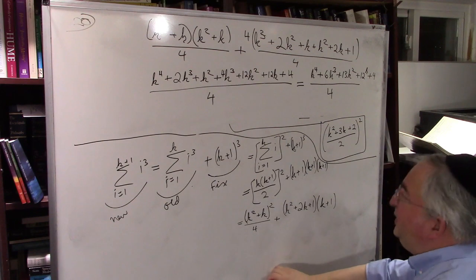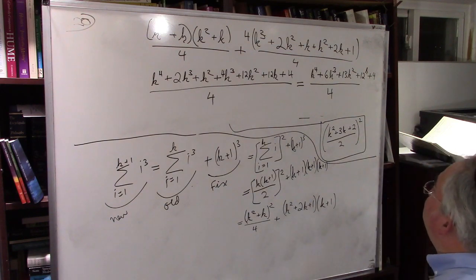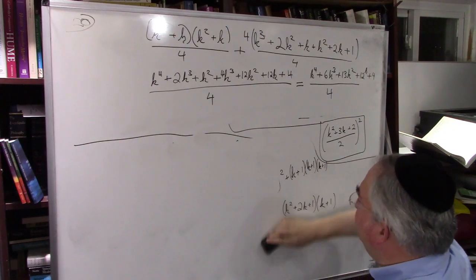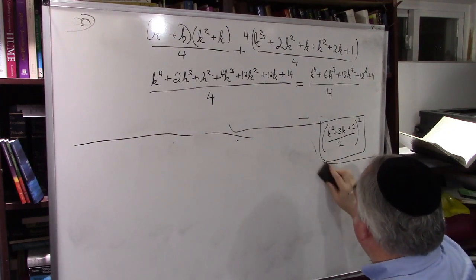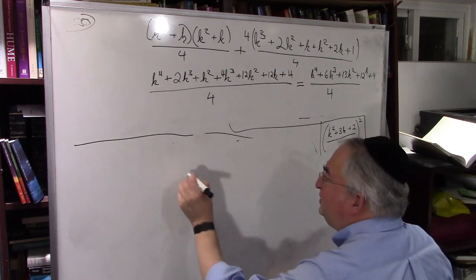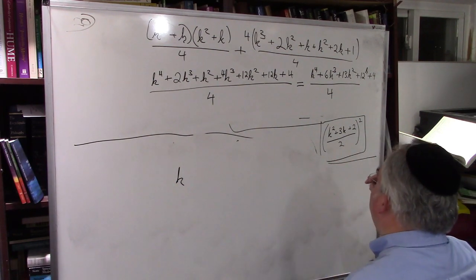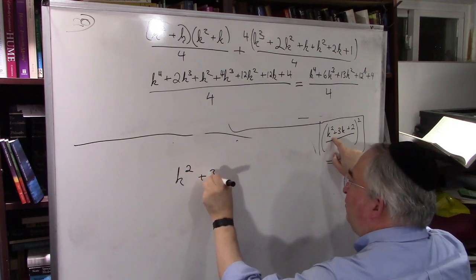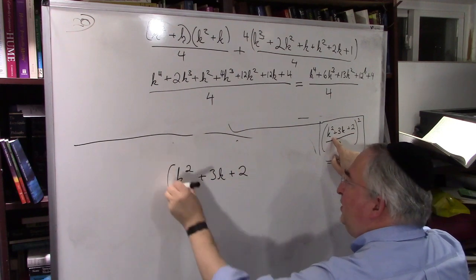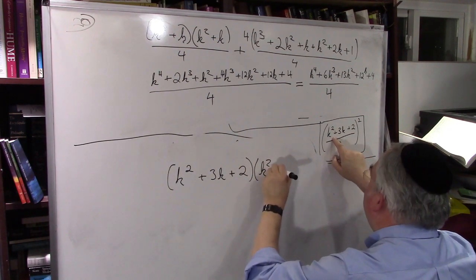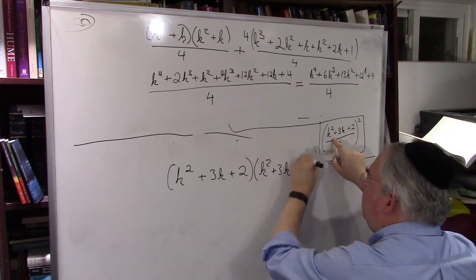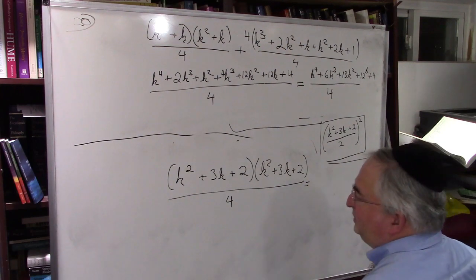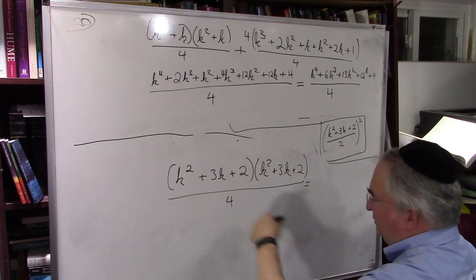Okay, we got to do it. We just have to multiply this out and make sure that it's really equal to that. So let's do it. Again, there's nothing intelligent about this. This is just making sure that the math is right. I won't ask a question like this in the math on the test because it'll just take too long. So let's do this. k squared plus 3k plus 2 times k squared plus 3k plus 2, all this divided by 4. So let's see what this is equal to. Let's just multiply it out.